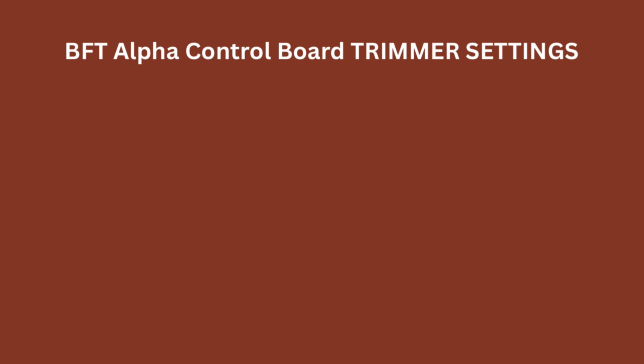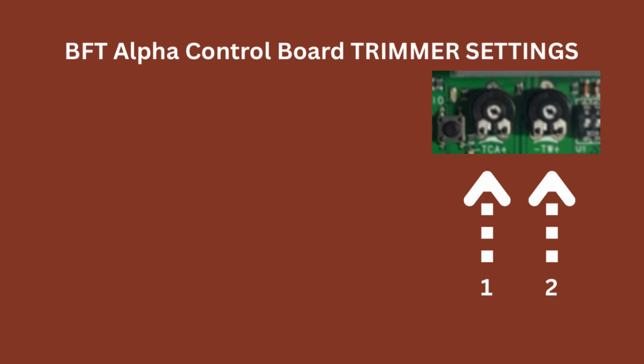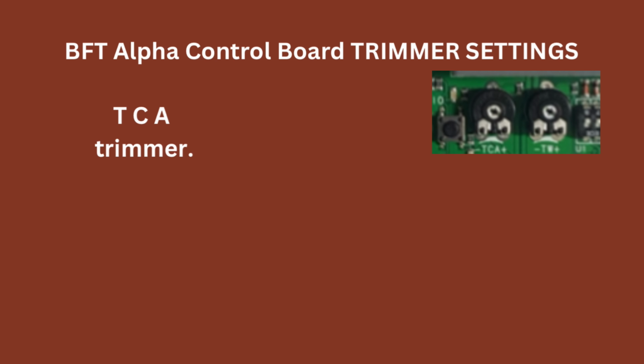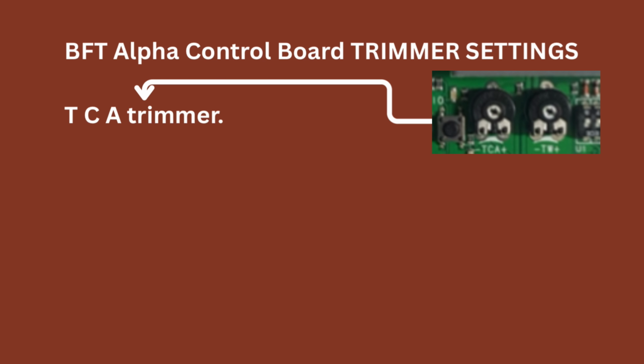In today's video, I'm going to explain the BFT Alpha Control Board Trimmer Settings in a very simple way. Trimmer Settings. In this control board, there are two trimmers. TCA trimmer. TCA means automatic closing timer.